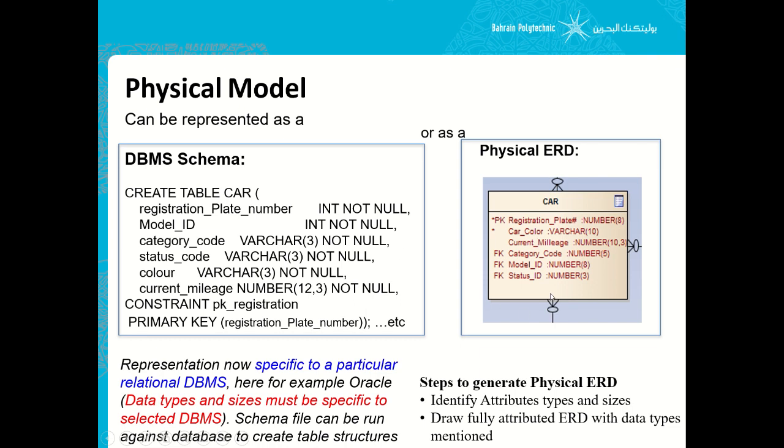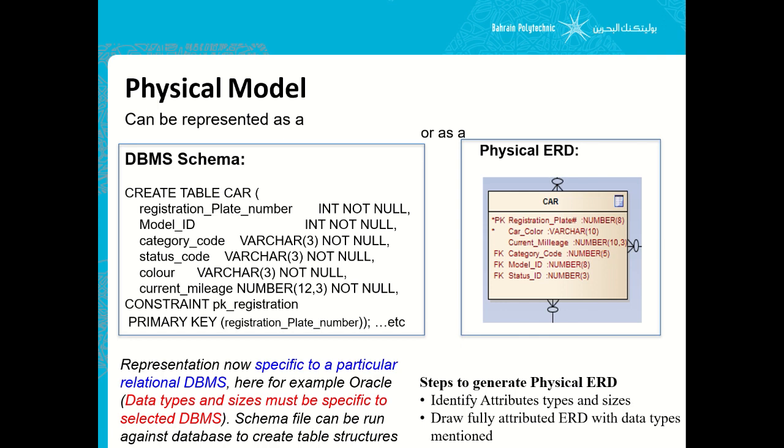Once you know this, for any developer it is very easy to create a database schema. Like, create table car, the table name is car, and then the first attribute is registration plate, and this is a number, and it should be not null. So this information is very clear, and the PK is very clear. All this information is very clear. This is basically specific to a particular relational database.